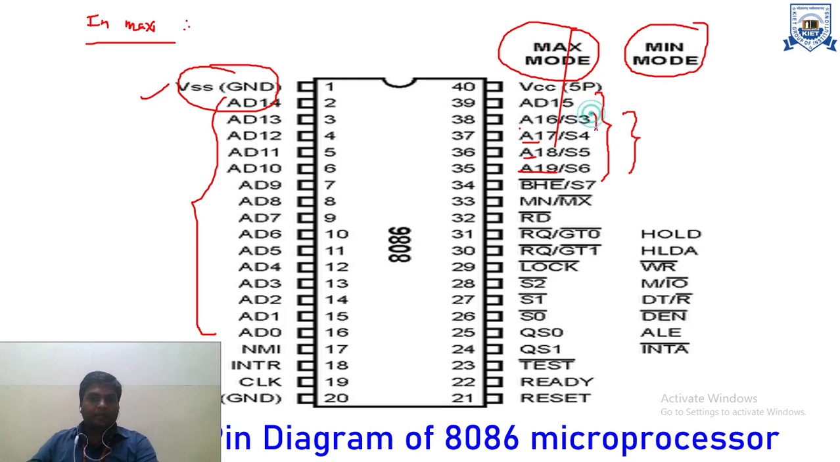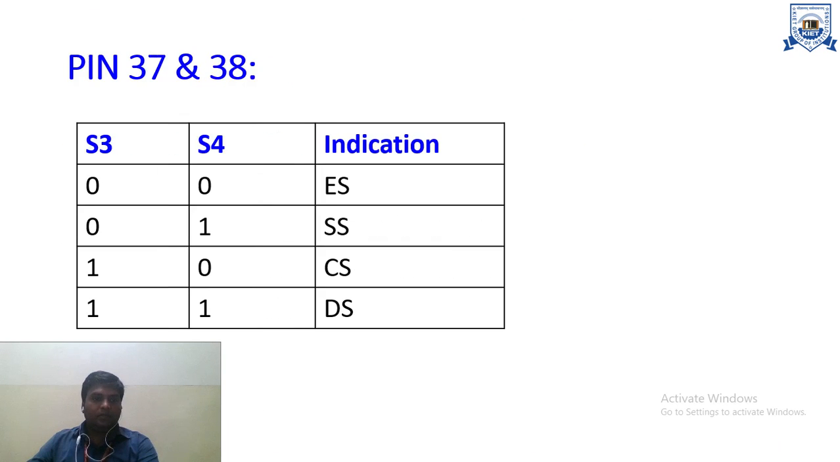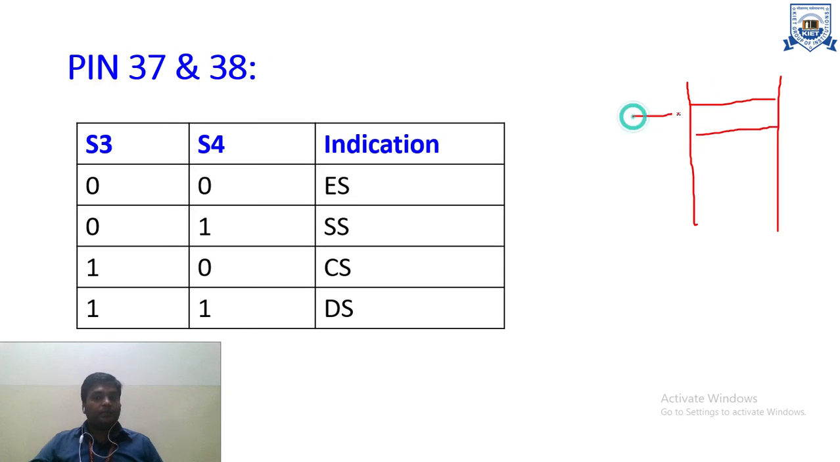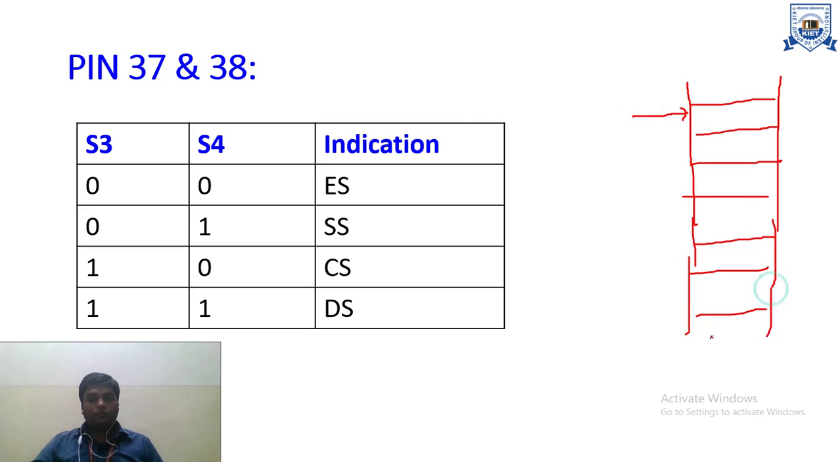What is the meaning of S3 and S4? S3 and S4 identify in memory which segment we are reading or writing, that is, in which segment the read and write operations are performed. As we know, we have 4 different types of segments in memory: code segment, data segment, stack segment and extra segment. Which one we are working with is identified via the S3 and S4 pins.